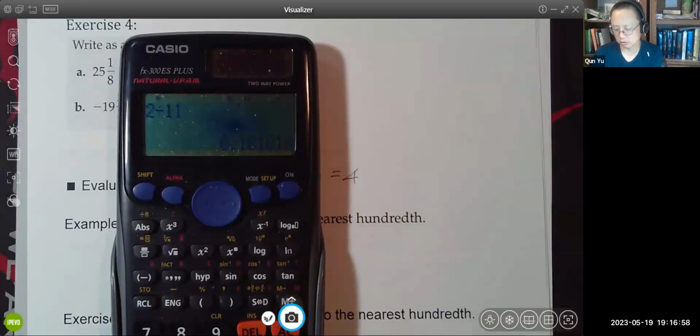Now let's use the calculator. This is the square root button on my calculator.